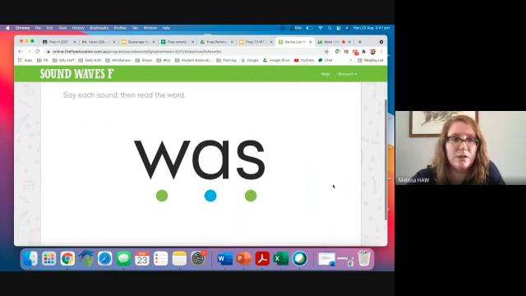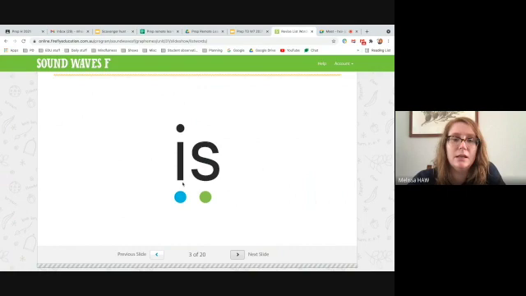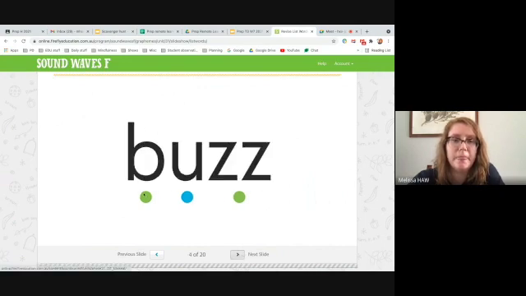Now, let's have a look. Has. And we know that with the word has, the S makes a Z sound. Has. Same with this S here, because it's following the vowel, the I, it makes the Z sound. So let's work it out. It Z is. Good work.